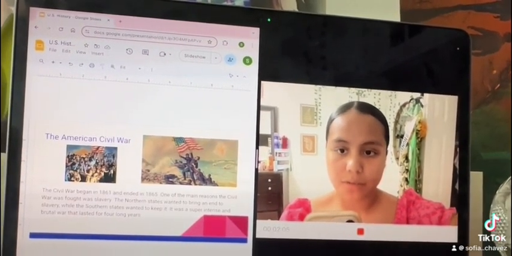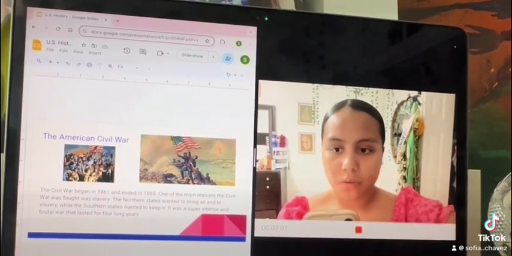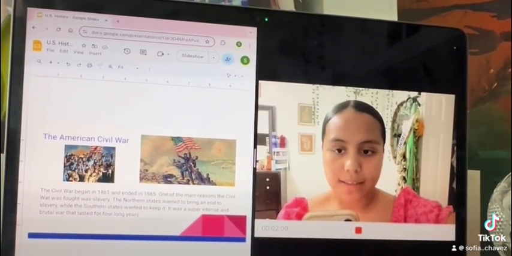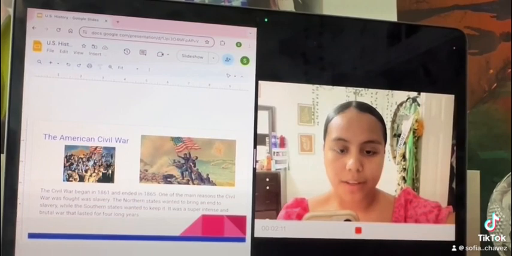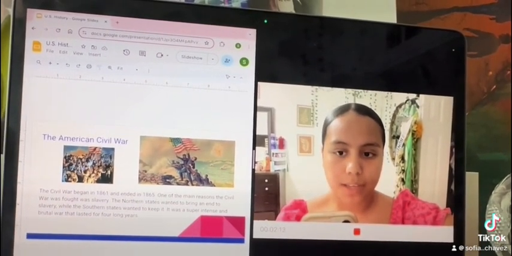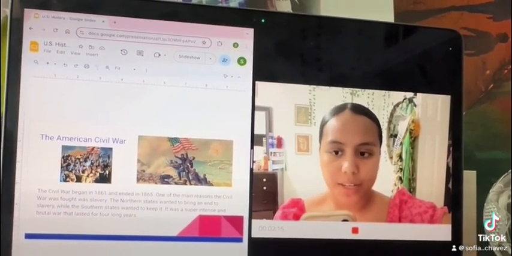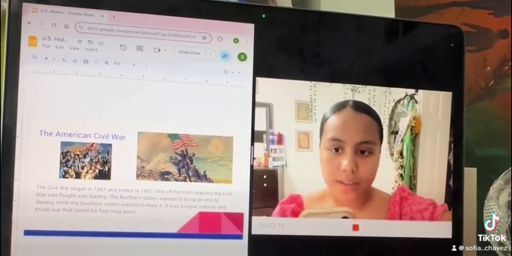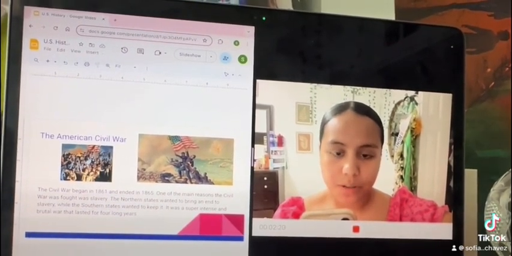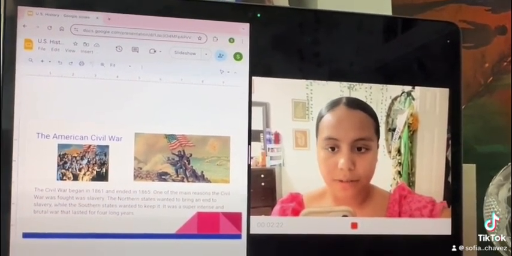The American Civil War. The Civil War began in 1861 and ended in 1865. One of the main reasons the Civil War was fought was slavery. The northern states wanted to bring an end to slavery, while the southern states wanted to keep it. It was a super intense and brutal war that lasted for 4 long years.